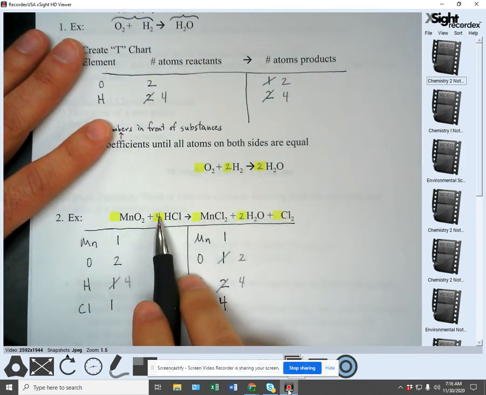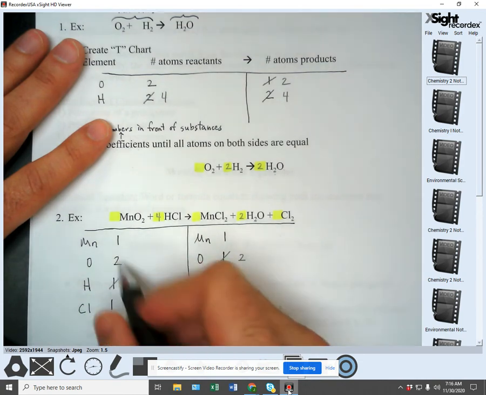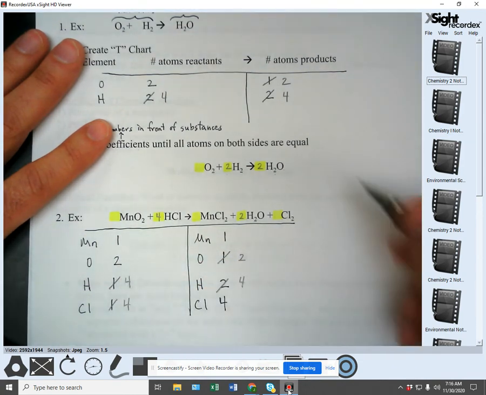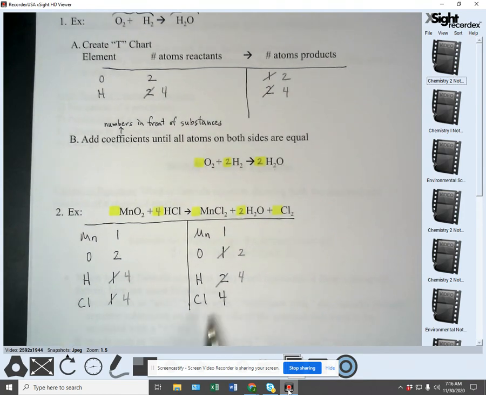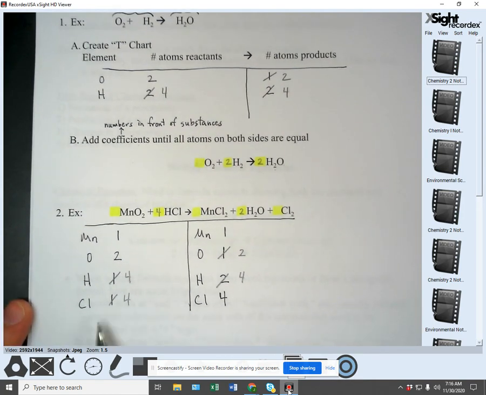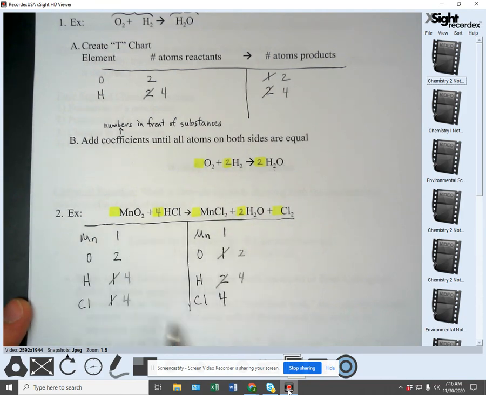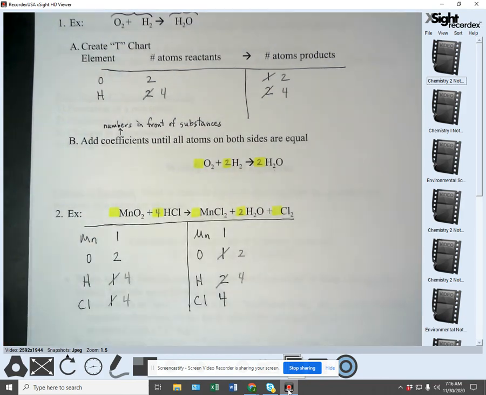Now, what does that do to my chlorine? Well, 4 times 1, so now I go to 4 chlorine. Okay, look what happened. Leaving chlorine to the end, it actually balanced before I even did anything with it. Now, it's not always going to happen, but here it did. Everything's balanced, and I didn't even have to really do anything other than that. So we've got a balanced equation. All right.